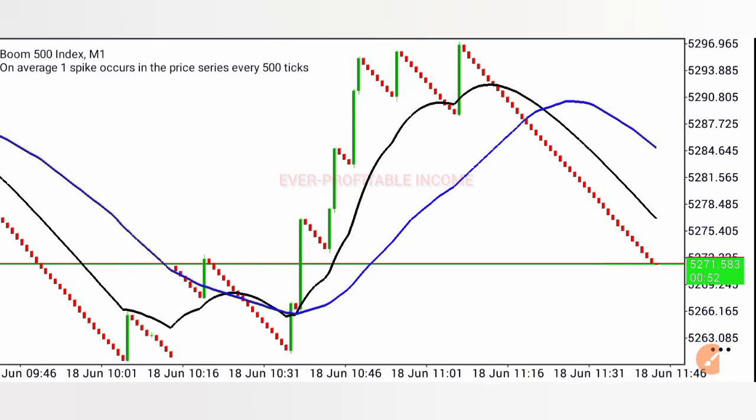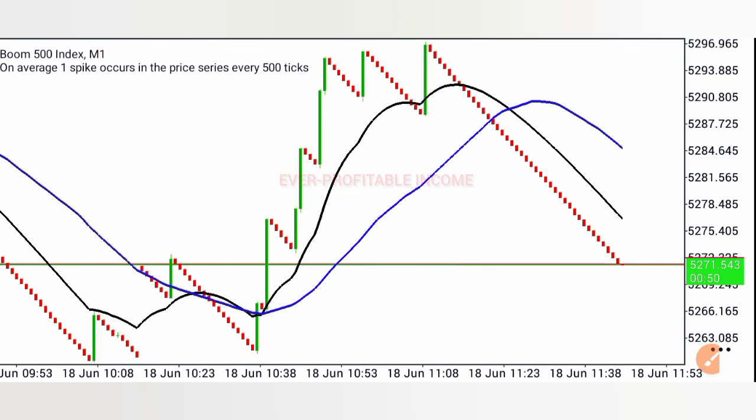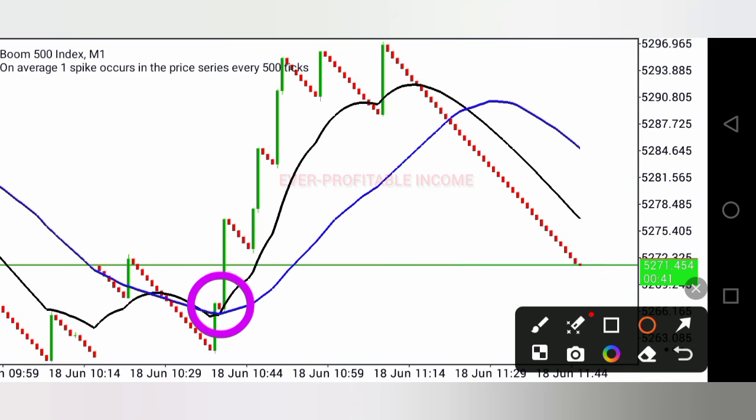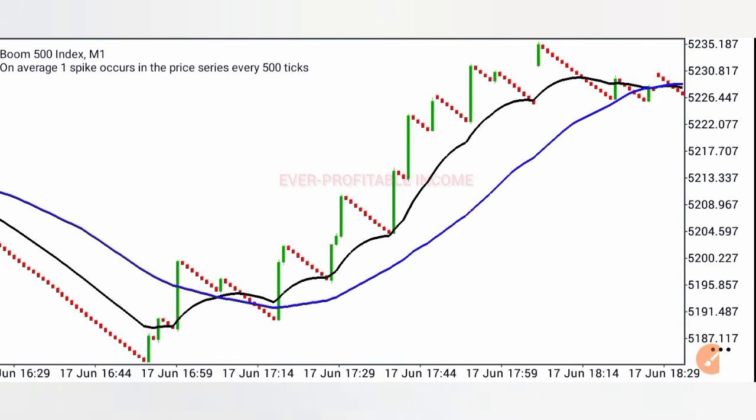Now look at the 1 minute time frame. On the 1 minute time frame, we can also see that there is an interception. Each time our moving averages, the SMA and the EMA, intercept each other, a spike is likely going to occur. Can you see that? Let me show you that in another scenario.